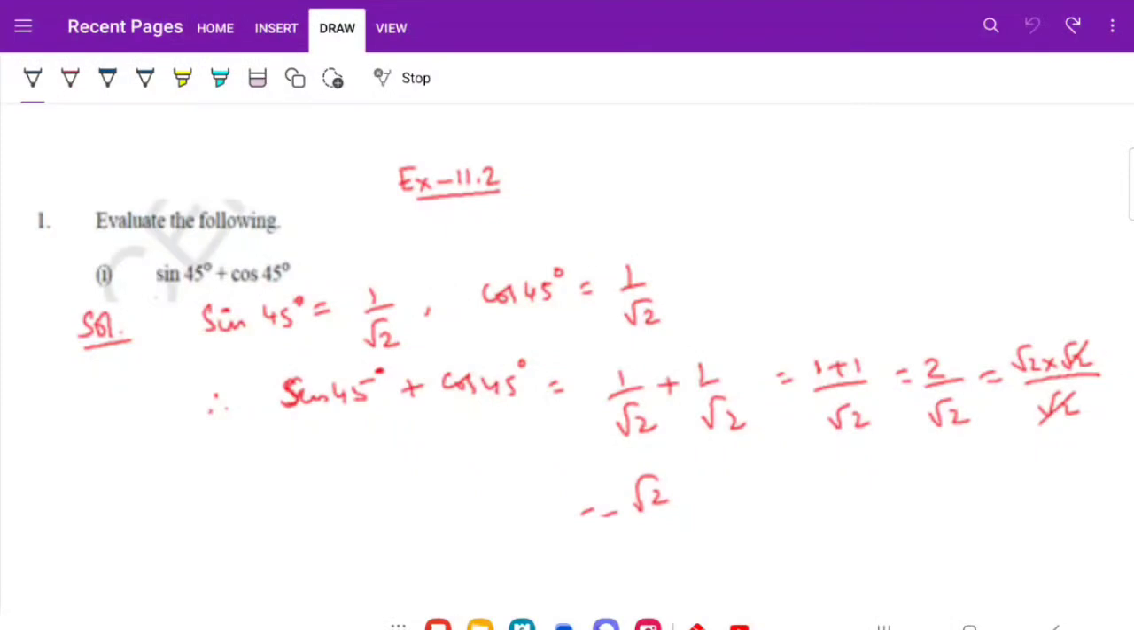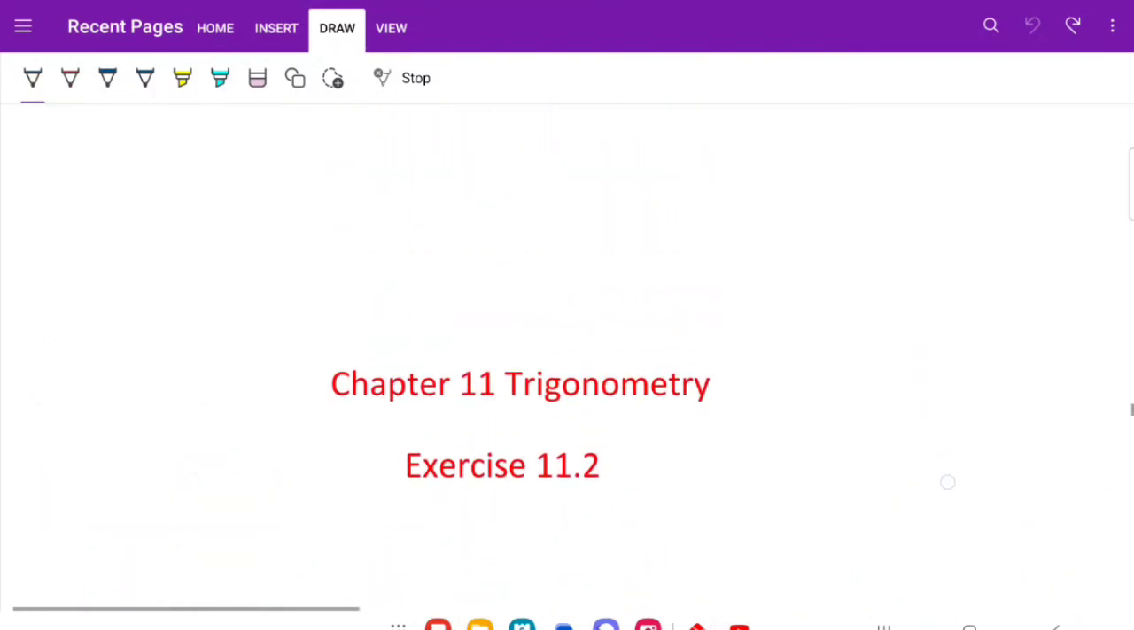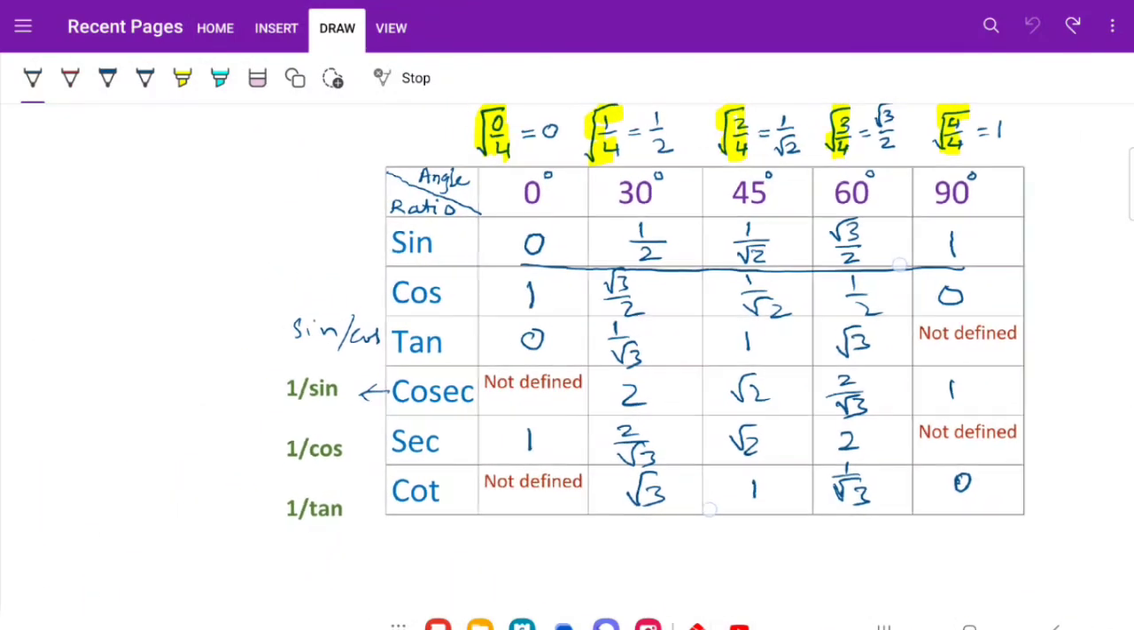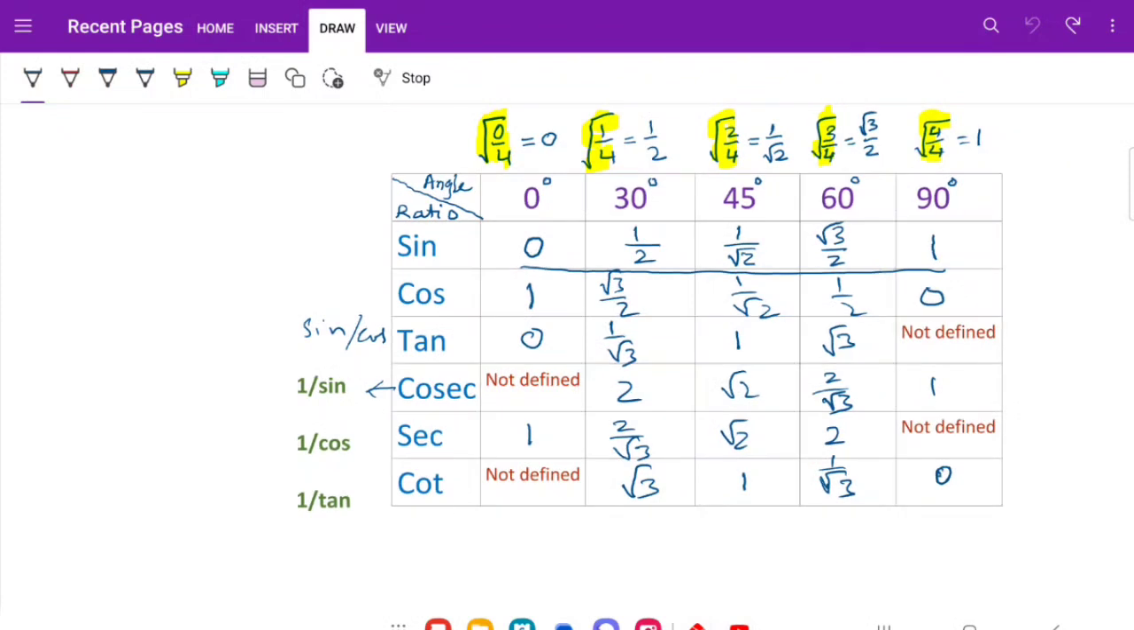Dear students, in this video we will see exercise 11.2. Chapter is 11, Trigonometry. Before doing this exercise, you have to understand how to prepare this table. A separate video has already been uploaded on how to prepare this table. Trigonometric values you should remember compulsorily, or at least you should know how to prepare them.